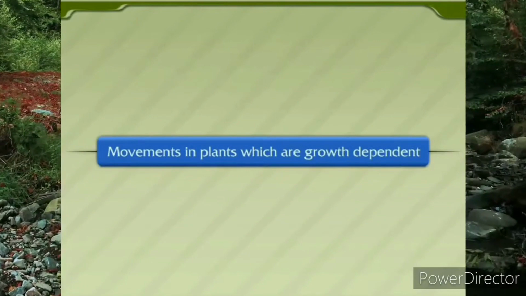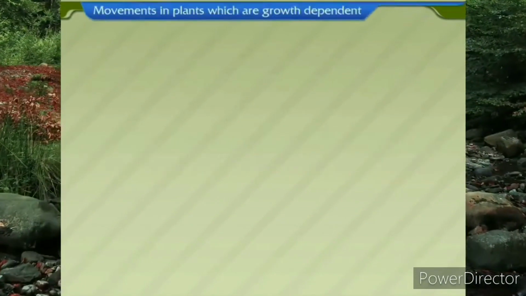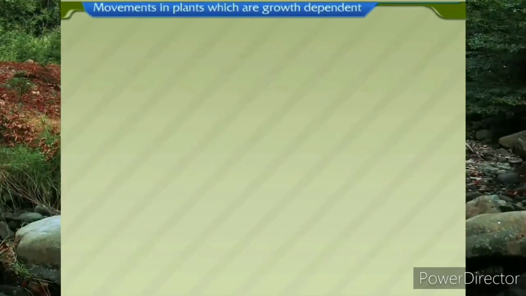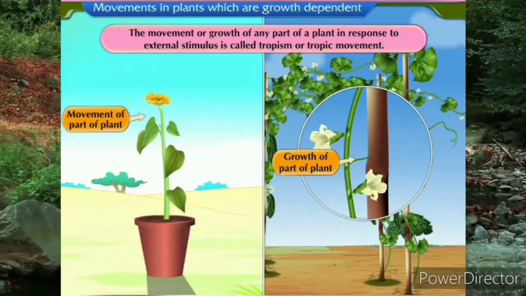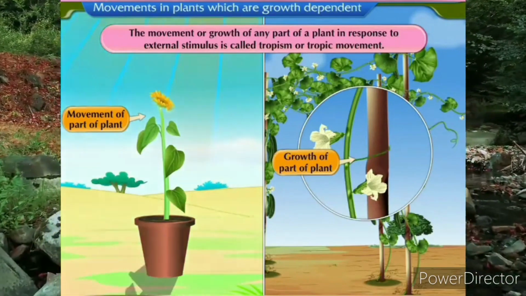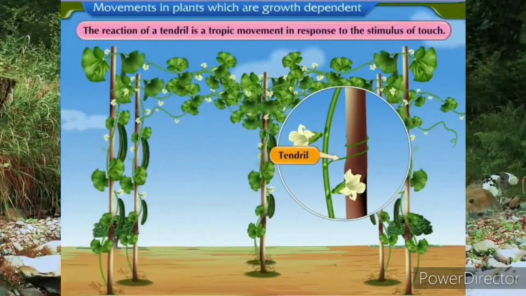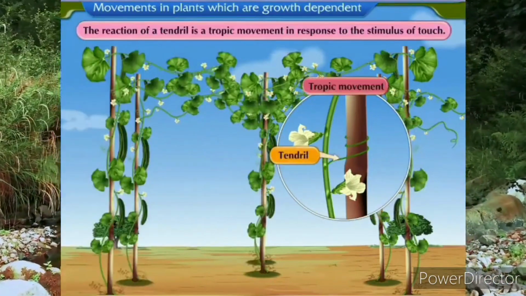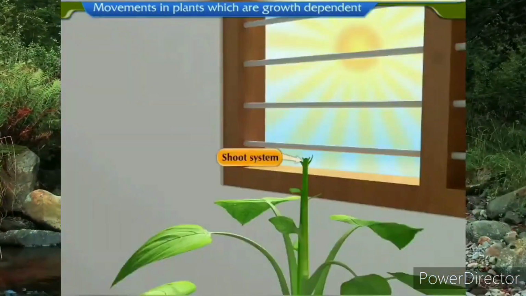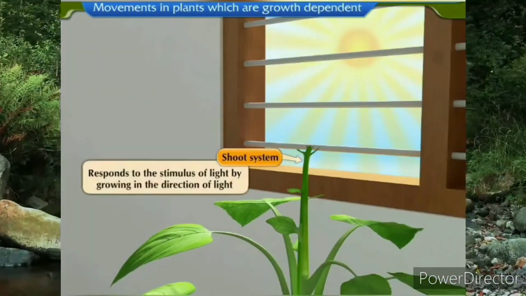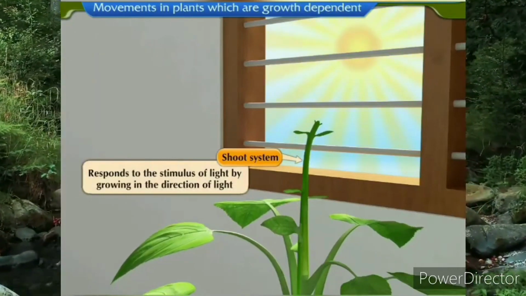Movements in plants which are growth dependent. The movement or growth of any part of a plant in response to external stimulus is called tropism or tropic movement. The reaction of a tendril is thus a tropic movement in response to the stimulus of touch. The shoot system of any plant responds to the stimulus of light by growing in the direction of light.